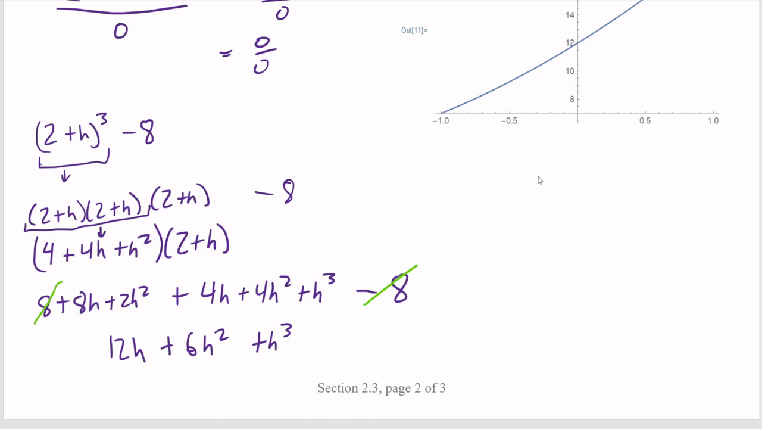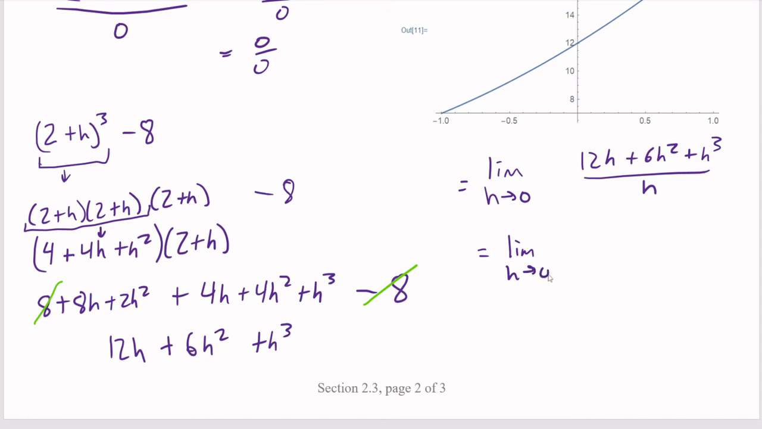Okay, so all together, I know this is a lot, but all together this would be the limit as h goes to 0 of, now what did we just do? We just did the top over h. But guess what? I see an h everywhere. There's an h squared, h cubed, h. So this is actually the limit, and I should put an equals here. h goes to 0 of h times 12 plus 6h plus h squared all over h.